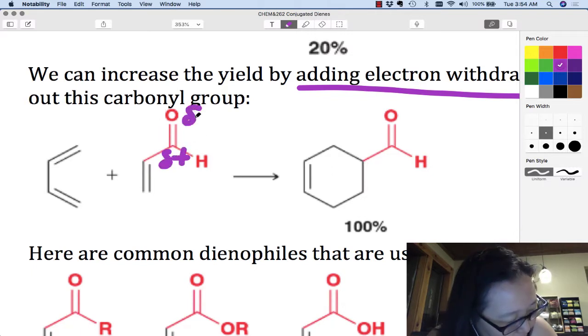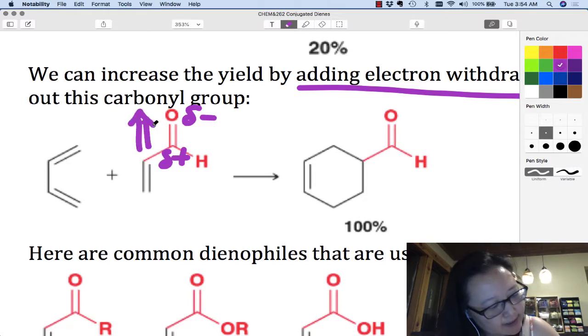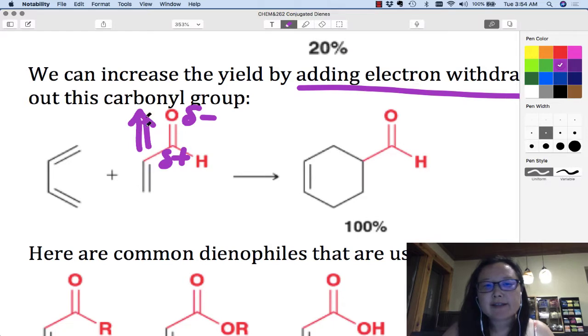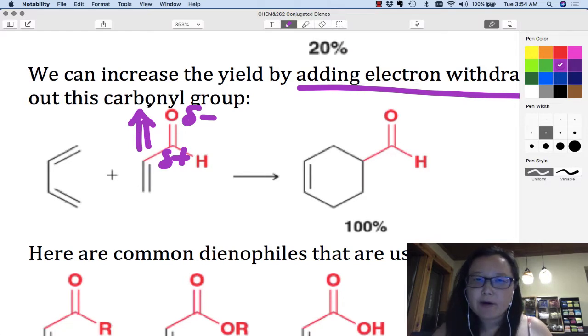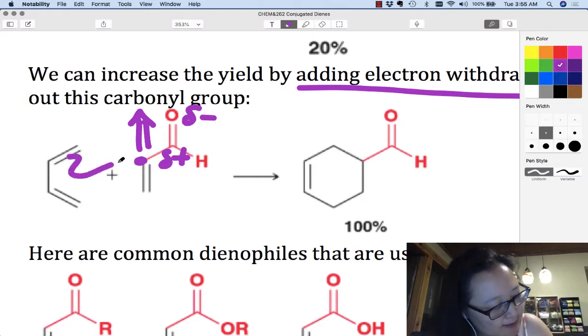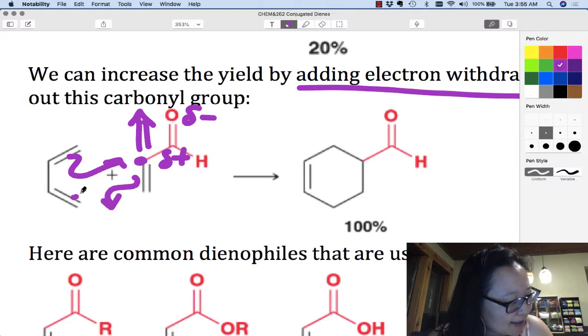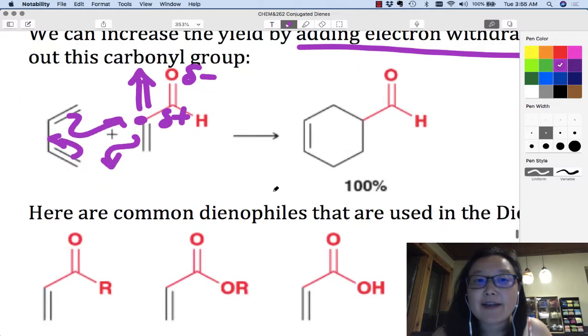We have a dipole like this. So that tells me that there's induction, meaning the electrons are going to move toward the O because of its electronegativity. And that helps to make this carbon here more electrophilic, or more positive. That means that this is going to be much happier to attack there, causing this reaction to occur faster.